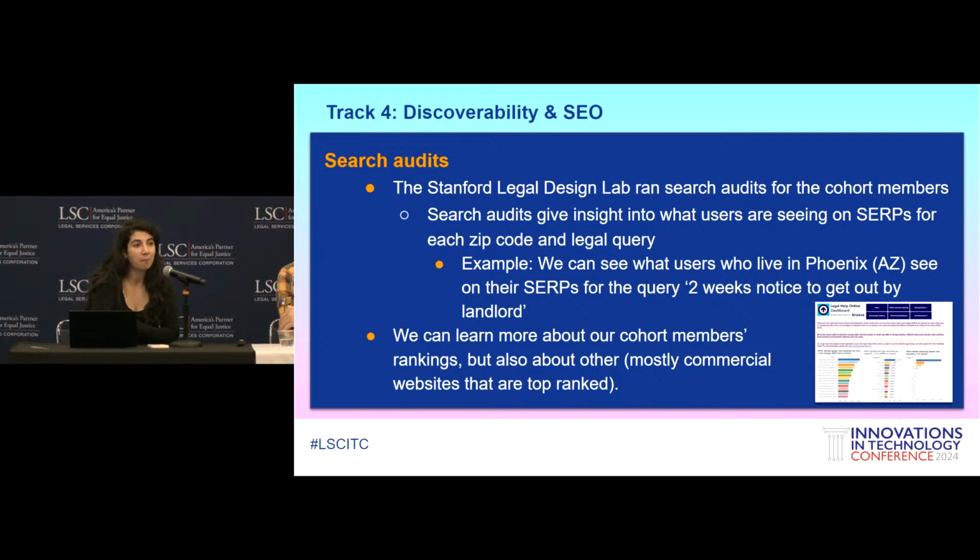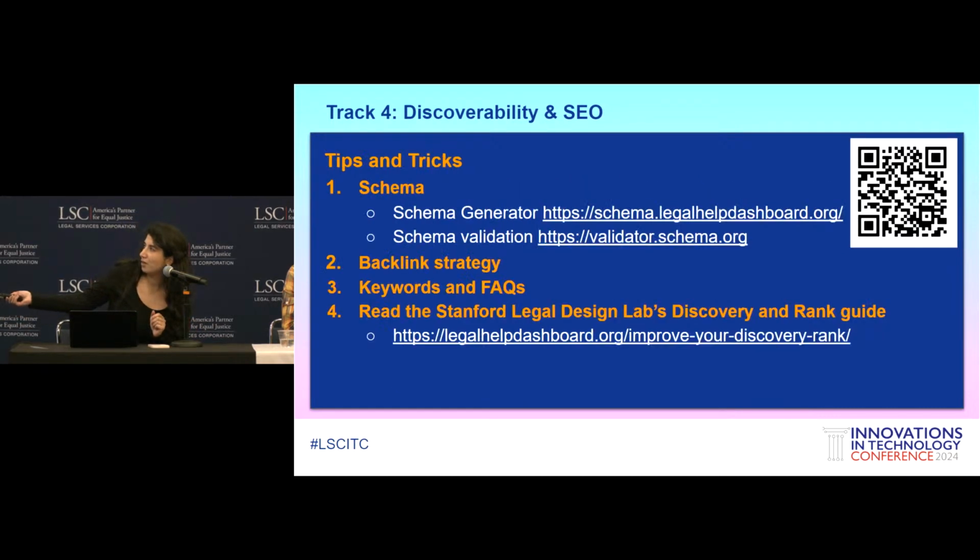And then if we do this a couple of times a year, we can see whether the ranking has improved. And also, obviously, reach out to other commercial websites or court websites who are top ranked and figure out a way on how you can cooperate and work with them together. So this is something that we're currently running at the lab. As for tips and tricks when it comes to SEO and discoverability, I'll hand it back to Aaron and Martha.